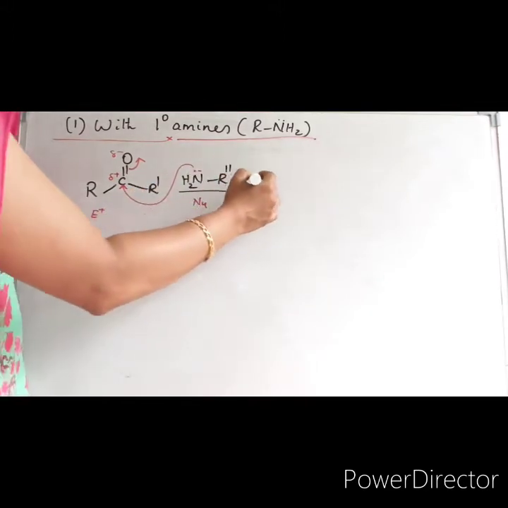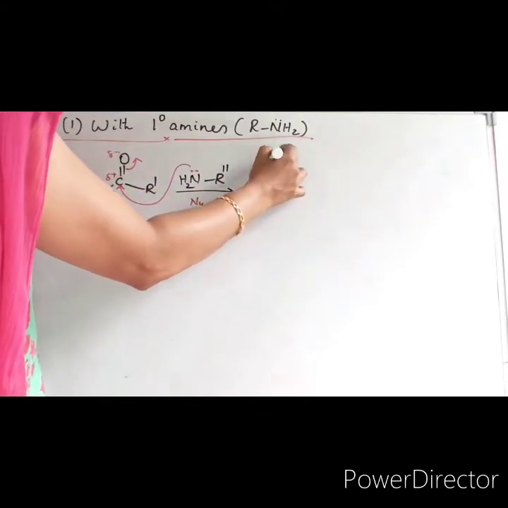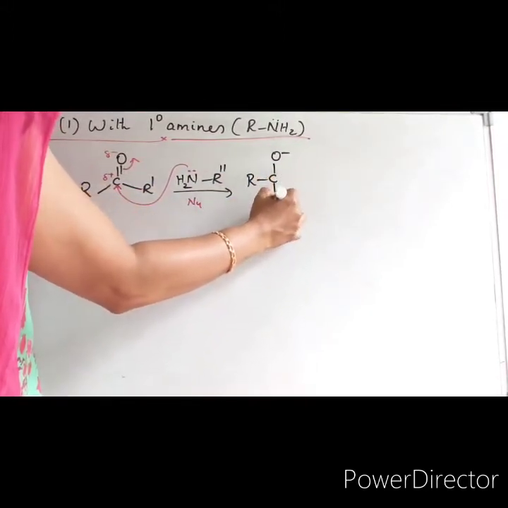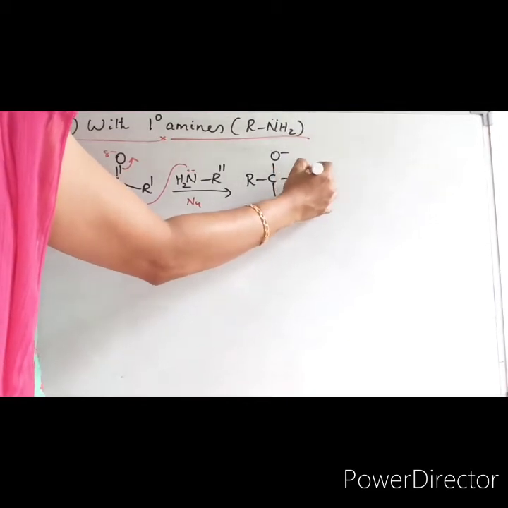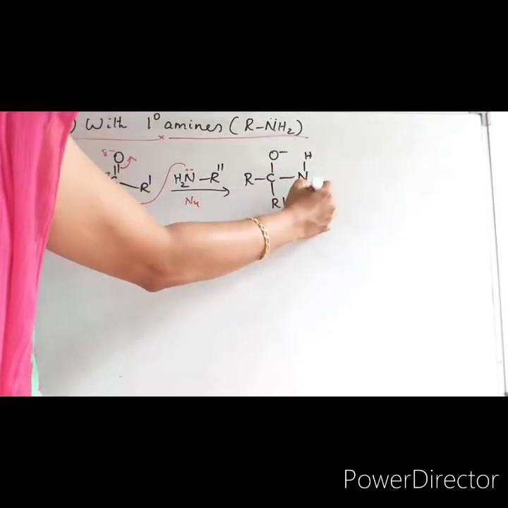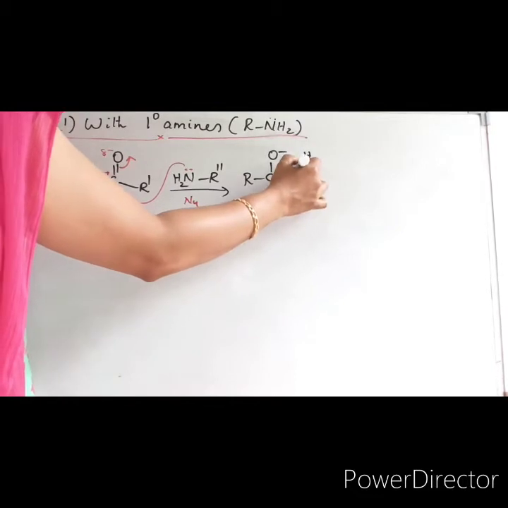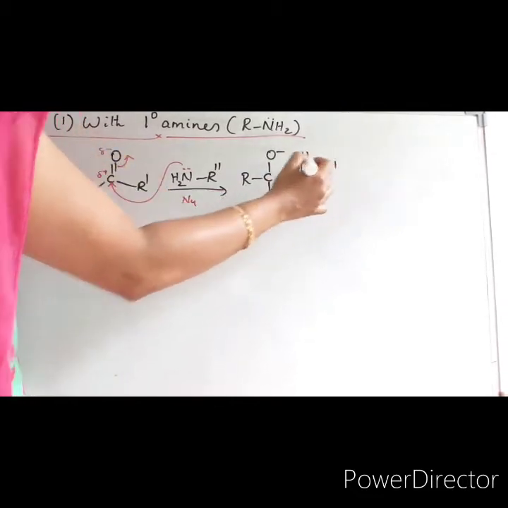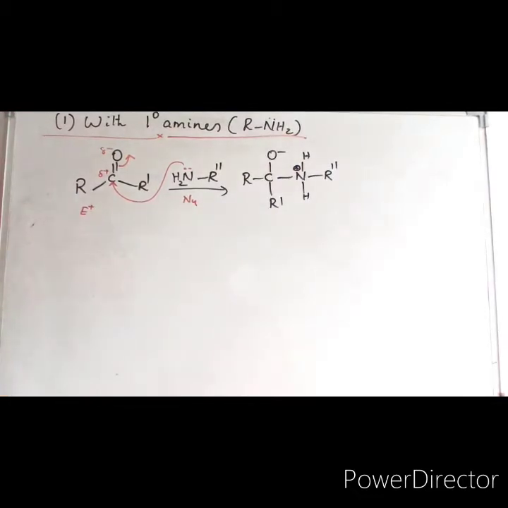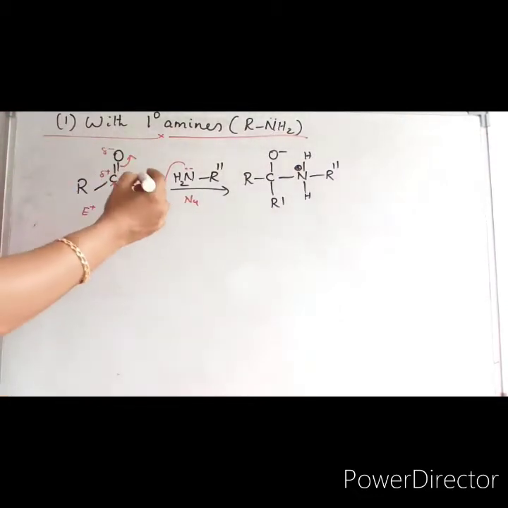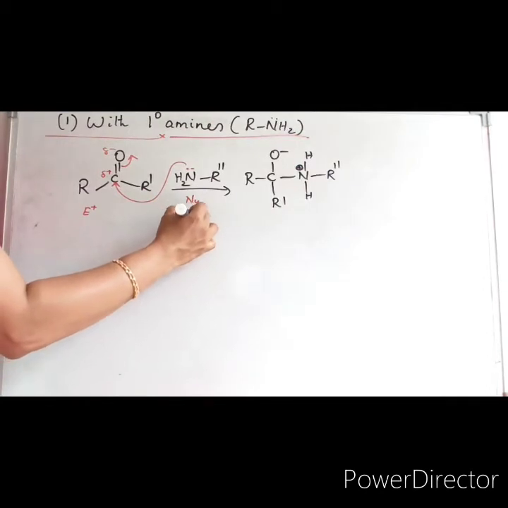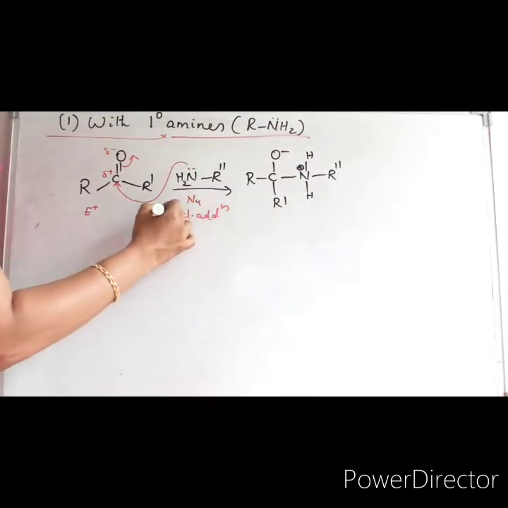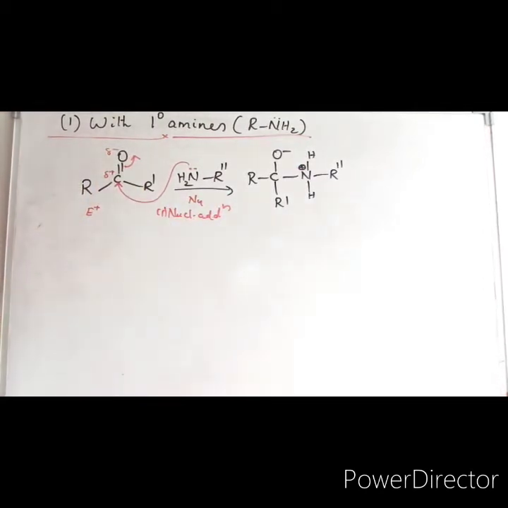So you can write this as RCO minus R', and this is our primary amine. Since nitrogen loses its lone pair, it gets a positive charge, then R''. Now in the next step, what will happen? So this is called nucleophilic addition, the first step in the condensation reaction.